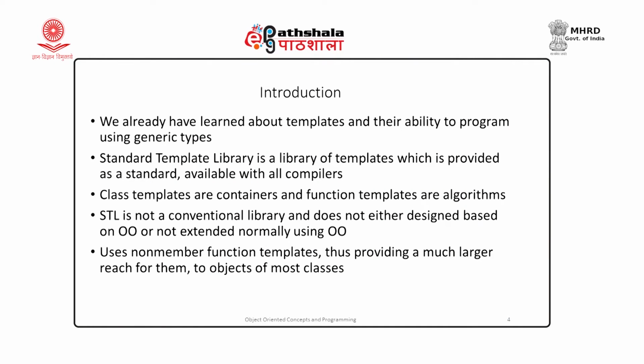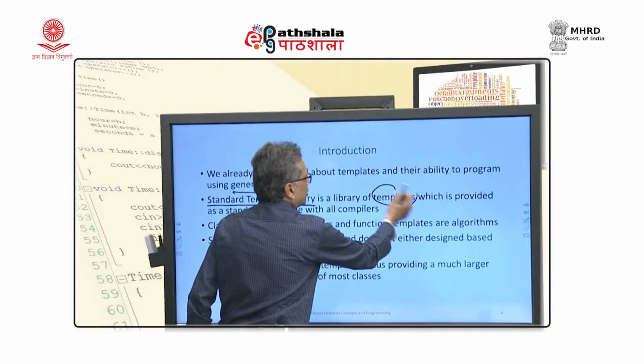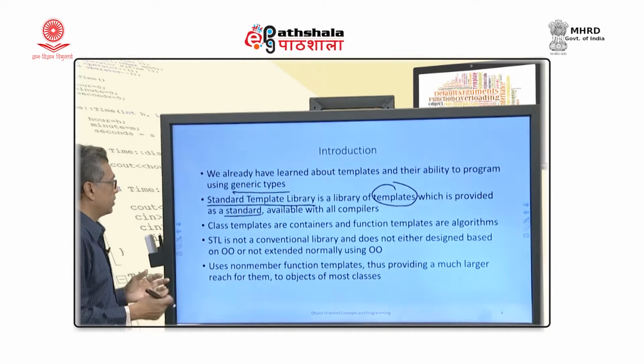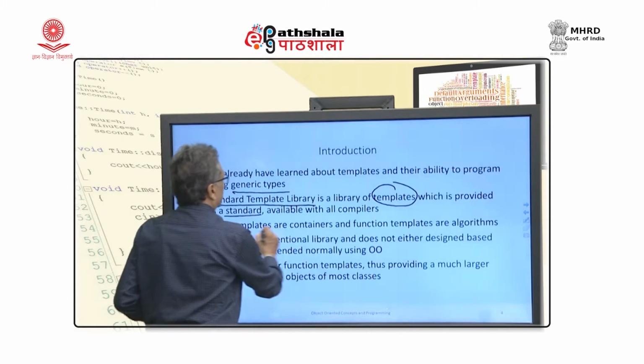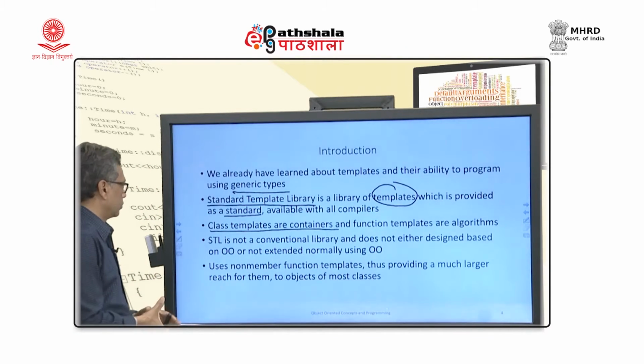We have already learned about templates and their ability to program with generic types. Generic types mean you just specify a type, and that type is replaced by another type which the user specifies later. Standard Template Library, or STL, is a library of templates provided as a standard available with all compilers that comply with the ANSI C++ standard. As I said, class templates are known as containers, and function templates are generic algorithms.